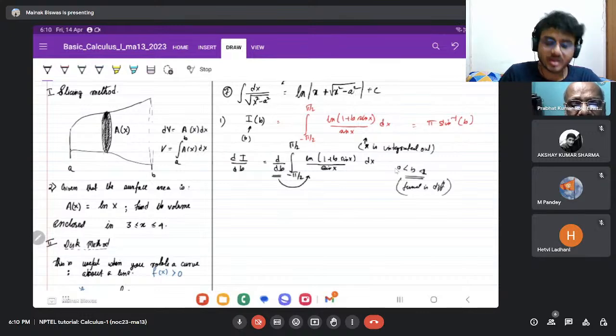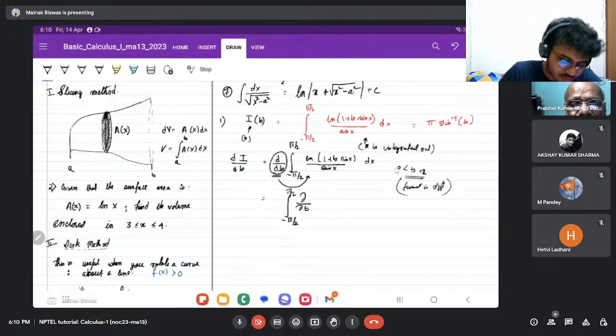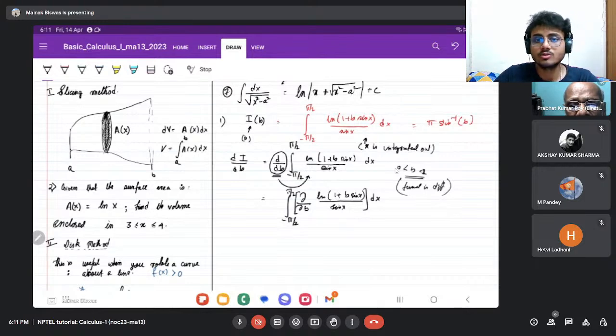When you take the derivative within the integral, it's a derivative with respect to the other parameter b, so it becomes a partial derivative, because the actual derivative does not depend on x, it only depends on b. It becomes the partial derivative of log of 1 plus b sine x, divided by sine x, dx. You can take the derivative of this function with respect to b.